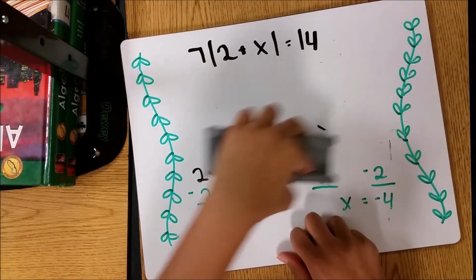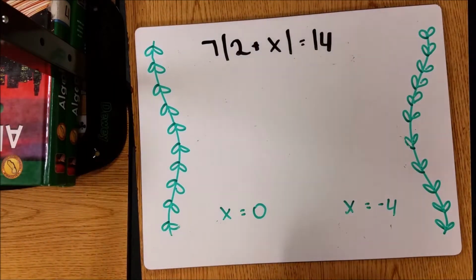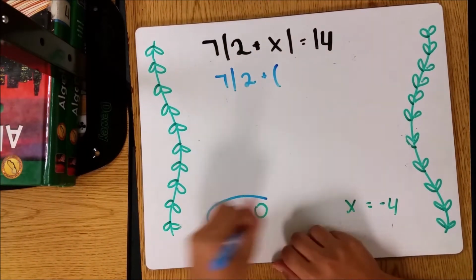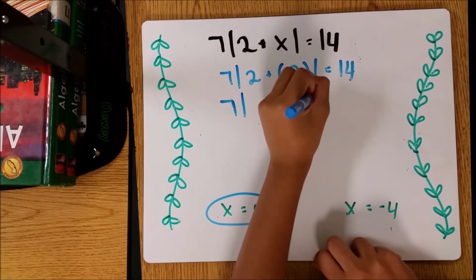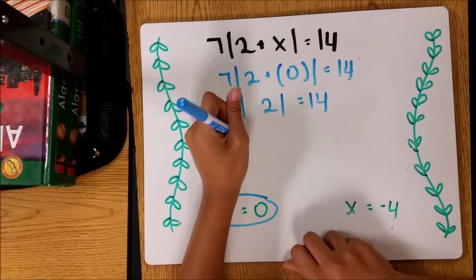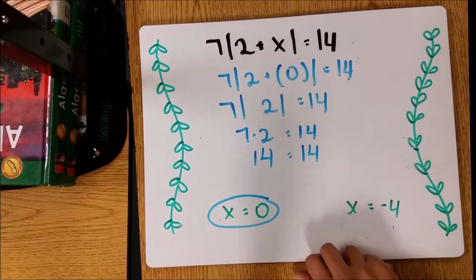Now for the check step. Using the two solutions we got, we will plug them into our original problem. First, plug in our first number, 0. Now our problem is 7 times the absolute value of 2 plus 0 equals 14. Now we multiply 7 by 2, and we get 14. 14 equals 14, and so our first solution is correct.